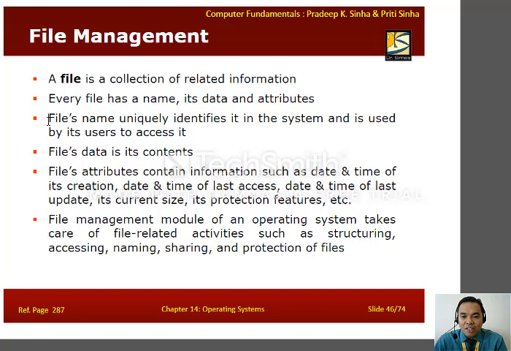A file's name uniquely identifies it in the system and is used by its users to access it. And a file's data is its contents. File attributes contain information such as date and time of its creation, date and time of last access, date and time of last update, its current size, its protection features, and other characteristics. The file management module of an operating system takes care of file-related activities such as structuring, accessing, naming, sharing, and protection of files.